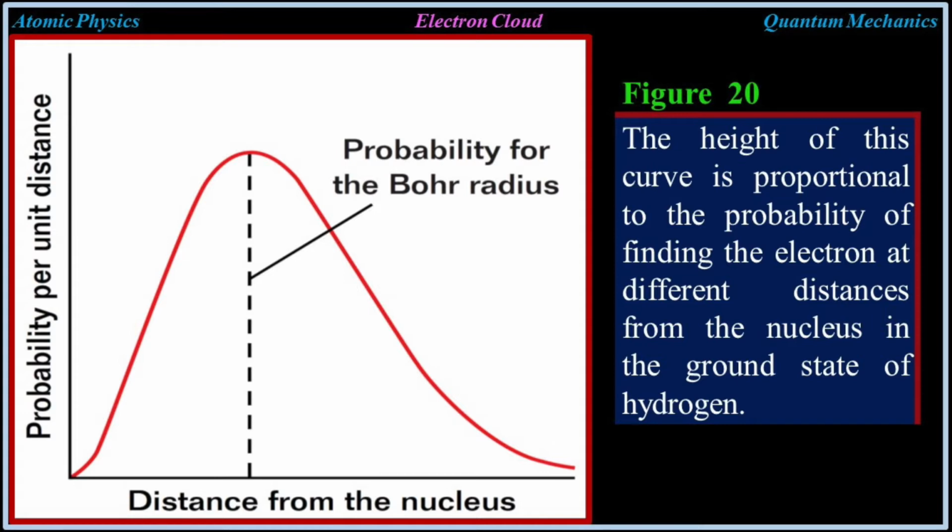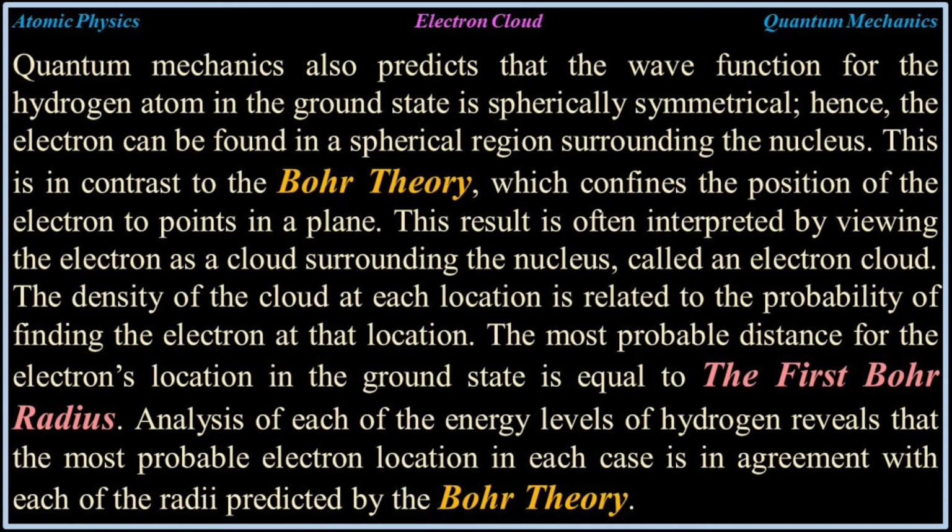Study that carefully. We're actually very close to the end of the chapter. Quantum mechanics also predicts that the wave function for the hydrogen atom in the ground state is spherically symmetrical. Hence, the electron can be found in a spherical region surrounding the nucleus. This is in contrast to the Bohr model, which confines the position of the electron to points in a plane. This result is often interpreted by viewing the electron as a cloud surrounding the nucleus, called an electron cloud.